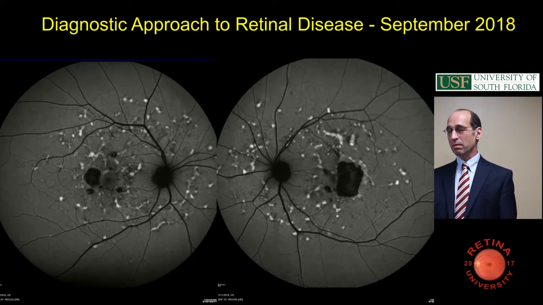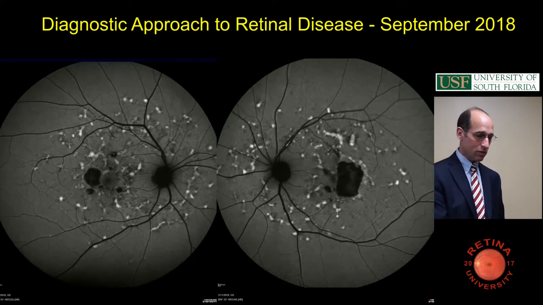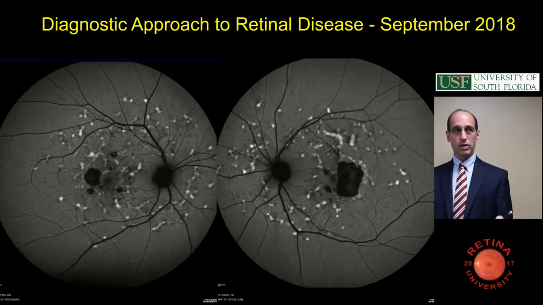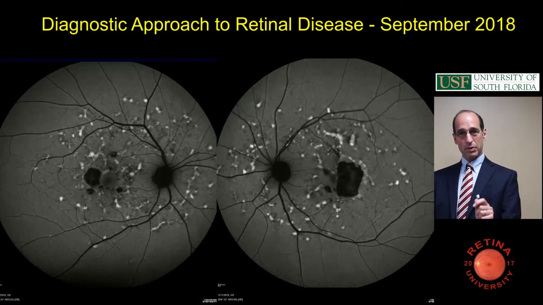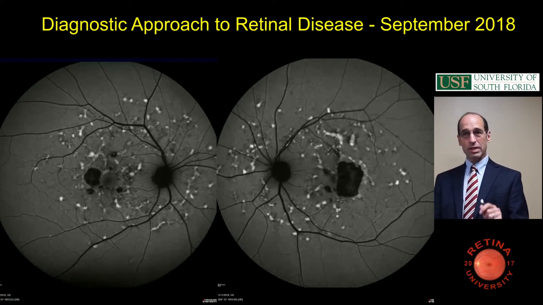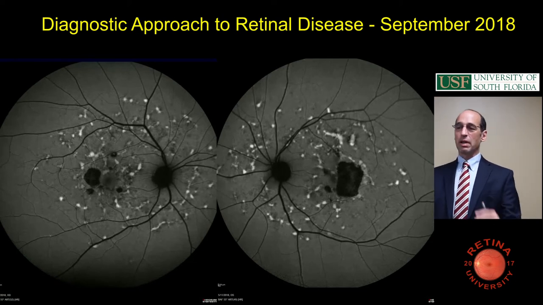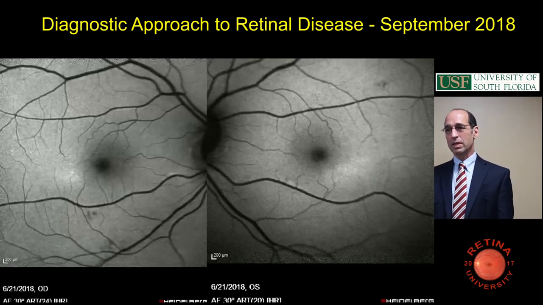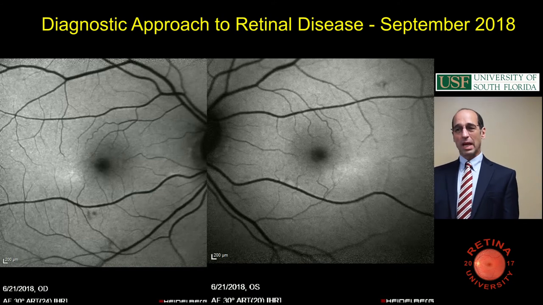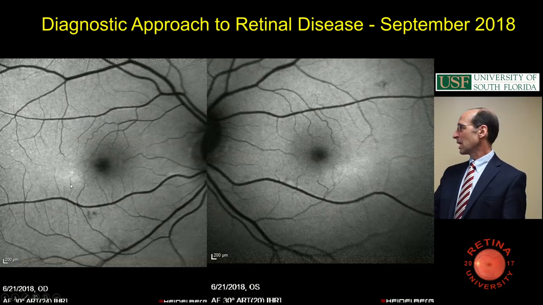And the one thing to realize, which you may have in the future, is your autofluorescence is always relative autofluorescence. So you're not getting absolute. If you could do absolute autofluorescence in Stargardt's, this person would be way off the chart. But it's relative. So this is a patient who's been on a medication that's caused some damage to the RPE.